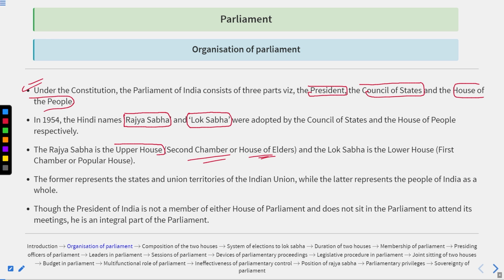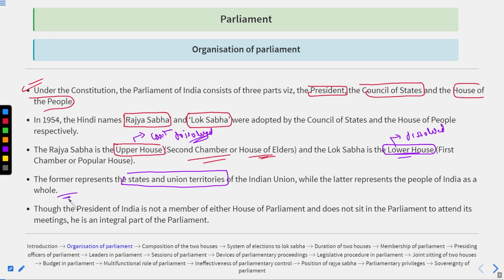Why is it called the upper house? Because it cannot be dissolved. And the Lok Sabha is the lower house, first chamber of the popular house, and it is called the lower house because it can be dissolved. All right, the former represents the states and the union territories of the Indian Union, while the latter represents the people of India as a whole.